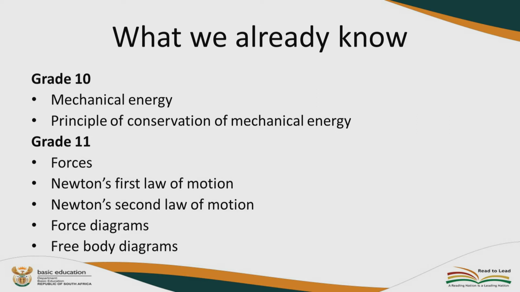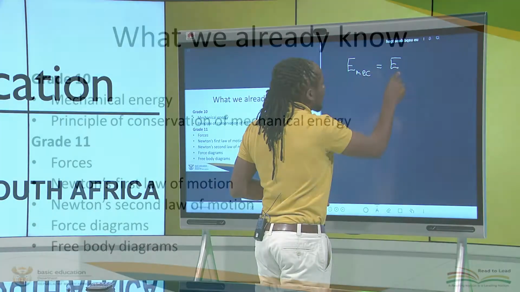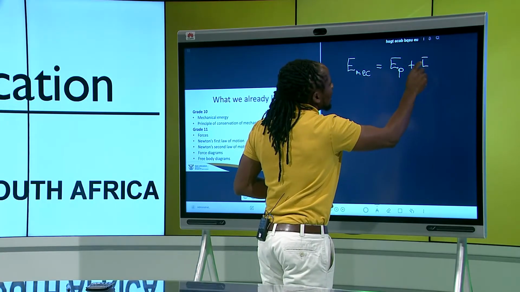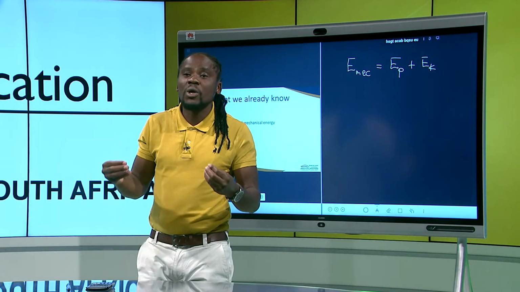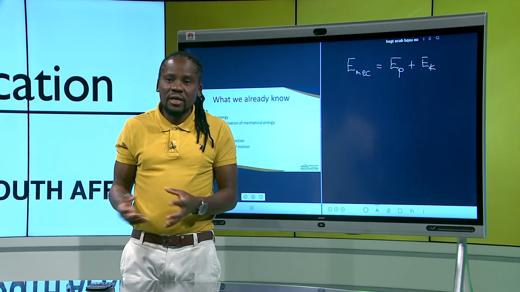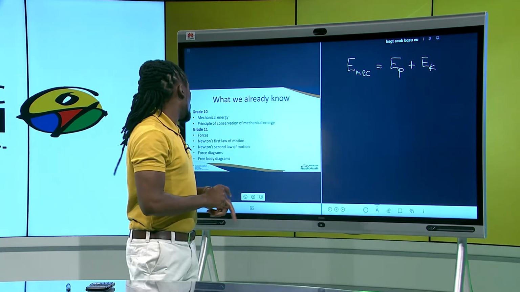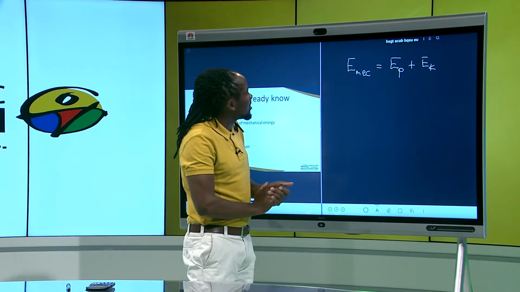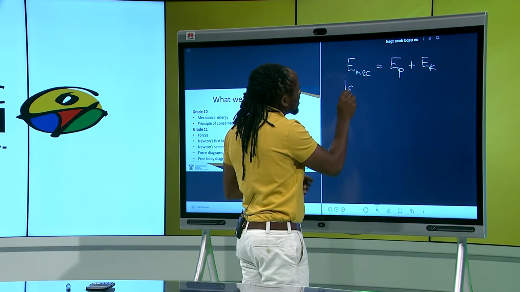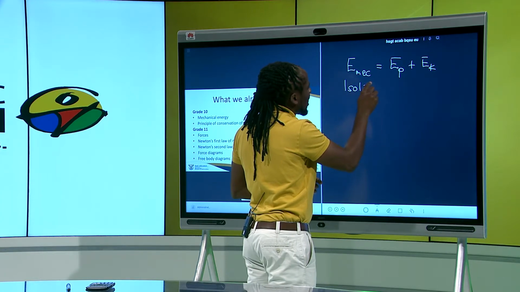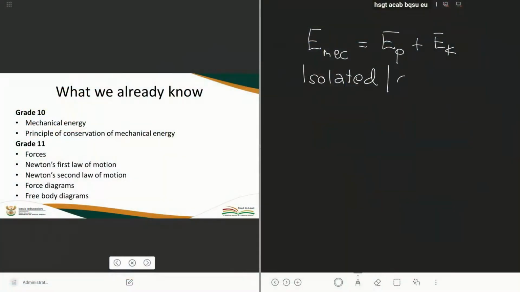In grade 10, we looked at mechanical energy, which is a combination of both. E_M, we said, is equal to the sum of the gravitational potential energy plus the kinetic energy. Now, this is energy with respect to a particular object in a closed system. And also, we looked at the principle of conservation of mechanical energy. But what comes to mind is the key condition that the system must be isolated or closed, okay?